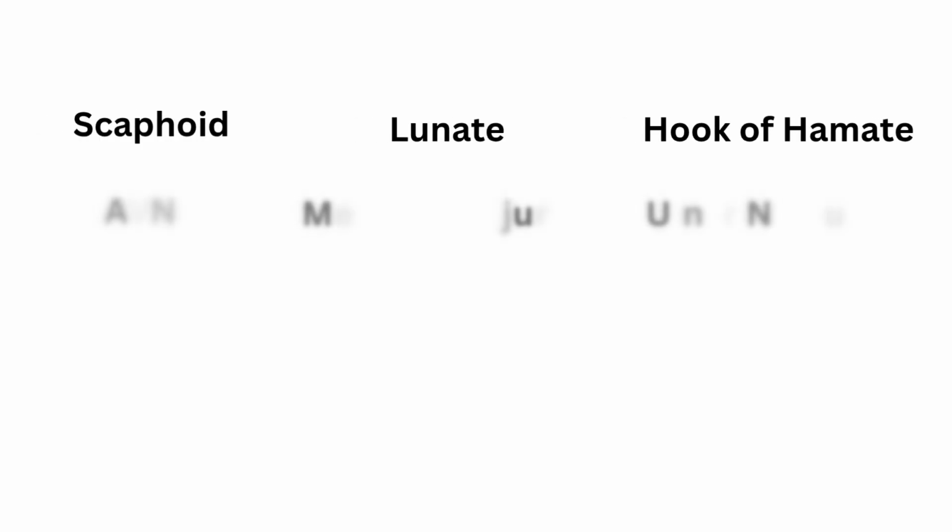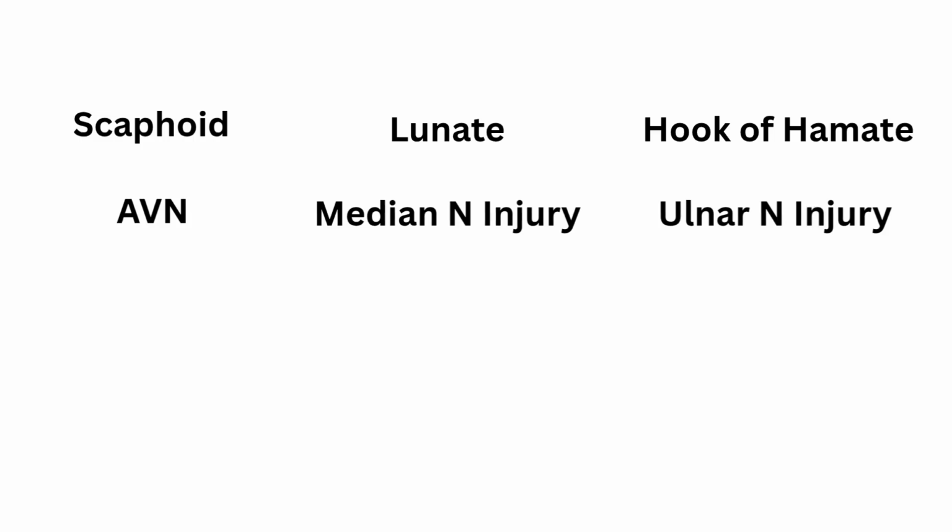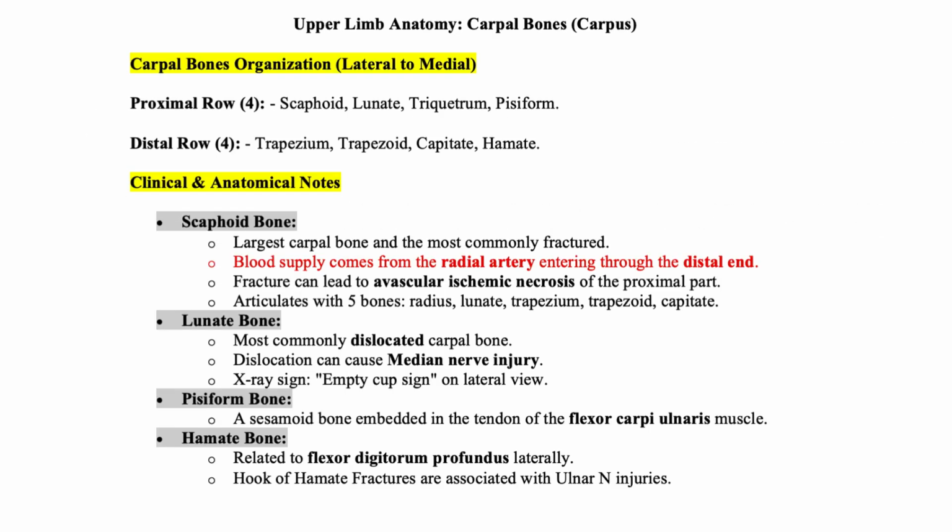So, remember, scaphoid for necrosis, lunate for median nerve emergencies, and hamate for ulnar nerve trauma. Master these, and you'll know just enough to scrub in.